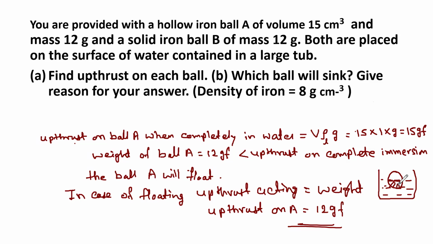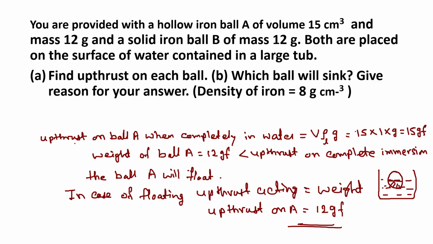Some part will remain inside water and the remaining part outside. This is the case of flotation. Whenever a body is floating, the upthrust acting on it is equal to its weight, because when a body is floating the resultant force acting on it is zero. Whatever downward force is acting, the upward force or upthrust should balance it. Here the downward force is the weight, 12 gram force, so the upthrust on ball A should also be 12 gram force. This is the solution for ball A. Note down the solution.